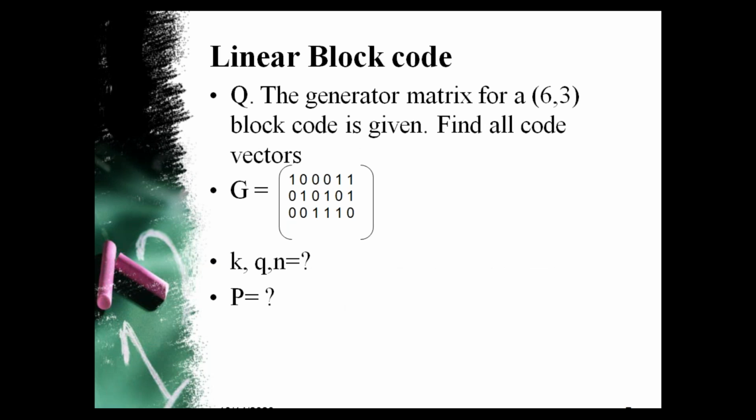Okay, you can take this problem. Hope that you are following. We can consider a problem. Here, the generator matrix for a 6-3 block code is given. Find all the code vectors. Our aim is to write all the code vectors.